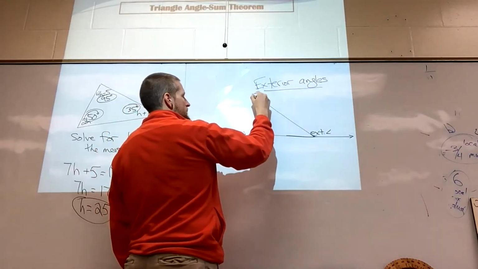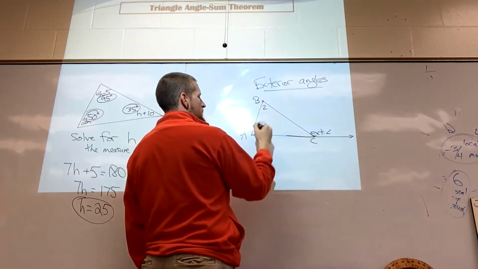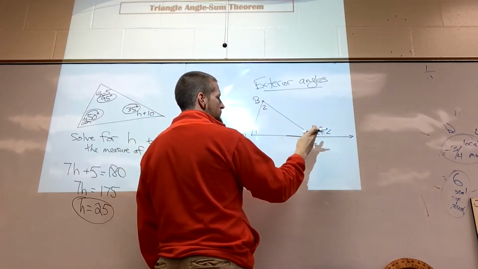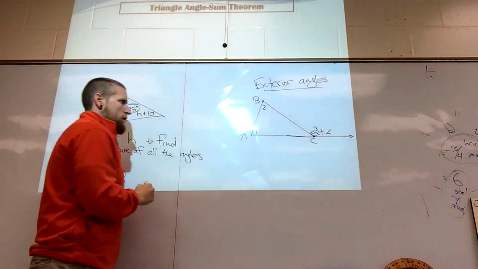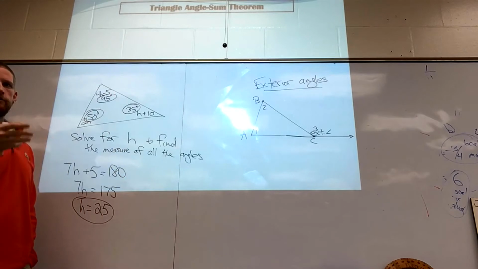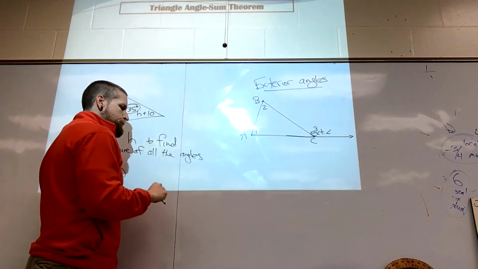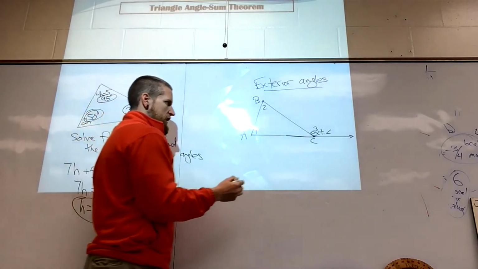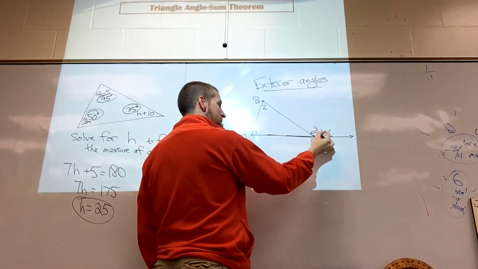There's really one main theorem that comes from this. I'll put a 3 out there. The 1, 2, and 3 are just numbering the angles to make the equation easier to write out. There's an exterior angle theorem that says that if you take one side of a triangle and extend it out, you form an exterior angle.